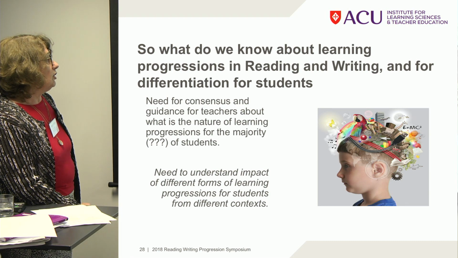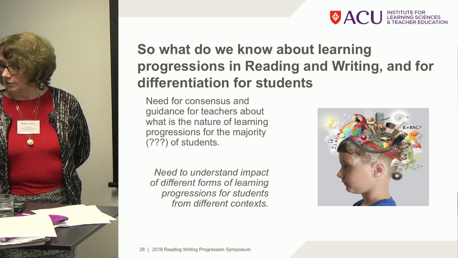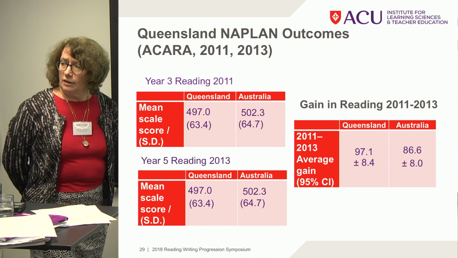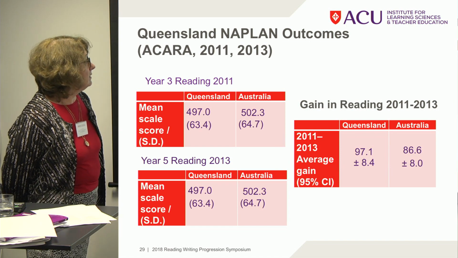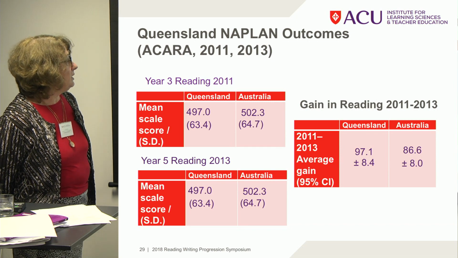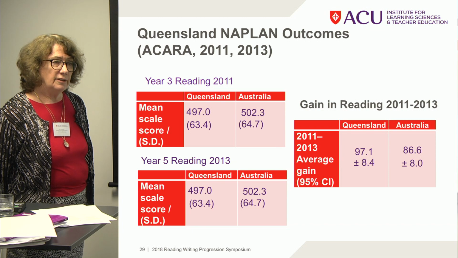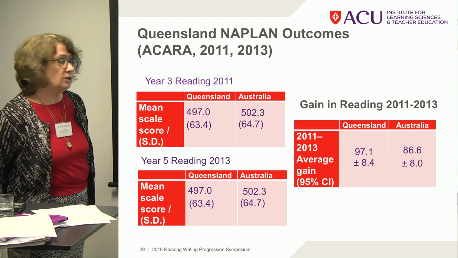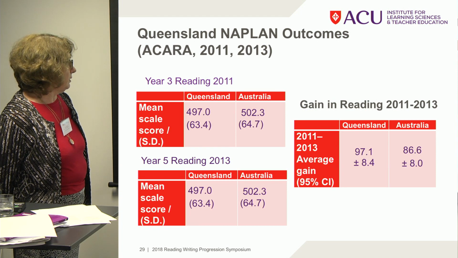And I talk about learning progressions for the majority of students because not all students are going to fit these progressions. So very quickly, these students we're talking about in year 3 in reading, in Queensland they had a mean scale score of 497. As you know, it's a scaled score, so they might have got on average 14 out of 20 questions right, and that becomes 497. A bit lower than Australia, but no difference really.